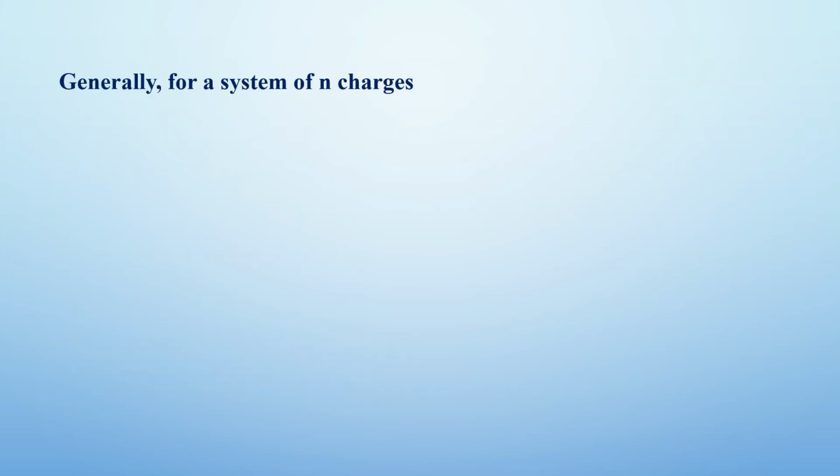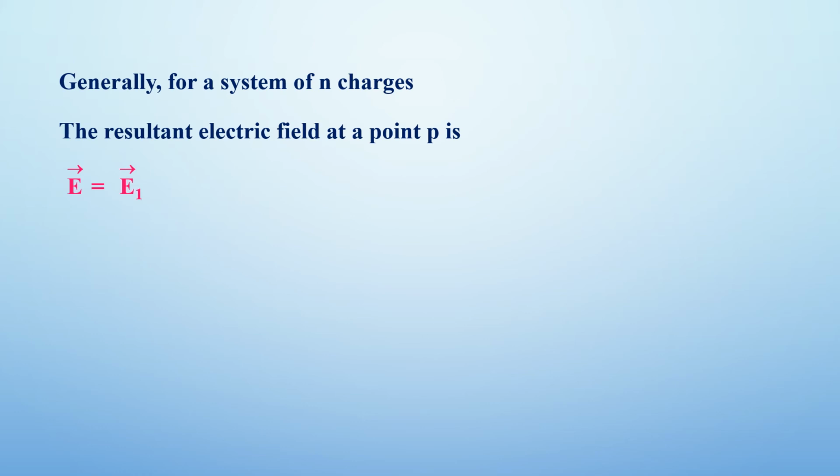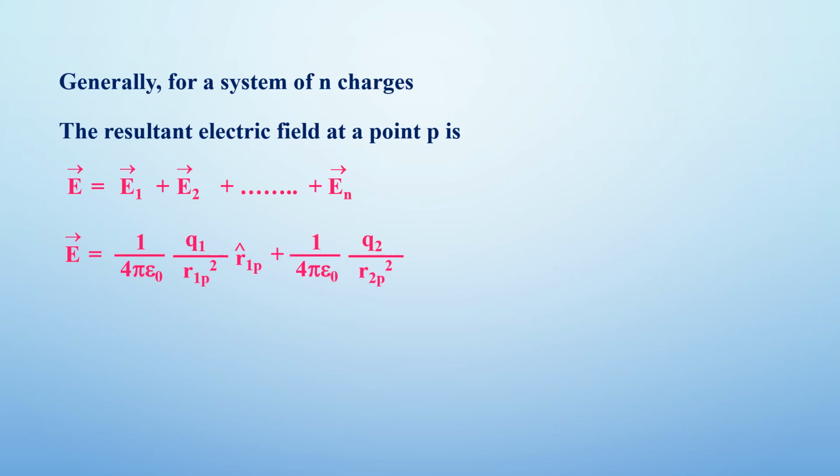Now generally for a system of n charges, the resultant electric field at point P is E equal to E1 plus E2 and so on up to En. So whatever number of charges are given, you can add them to get the resultant electric field. Or you can even write this as 1 upon 4 pi epsilon naught Q1 upon R1P squared into R1P cap, plus 1 upon 4 pi epsilon naught Q2 upon R2P squared into R2P cap, and so on up to n number of charges, which has to be 1 upon 4 pi epsilon naught Qn upon RnP squared into RnP cap.